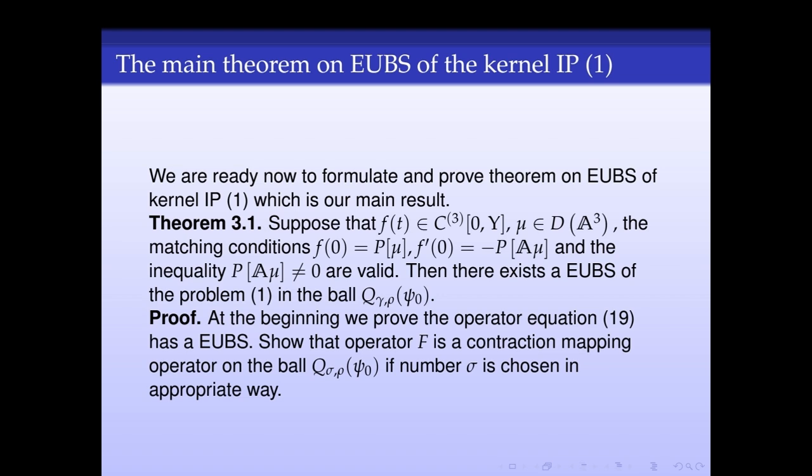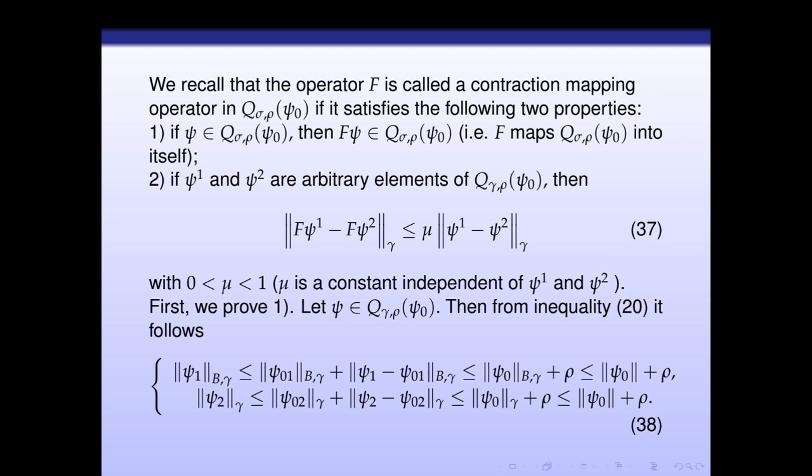Proof. At the beginning we prove that the operator A19 has a unique bounded solution. So we show that operator F is a contraction mapping operator on the ball, if sigma or gamma is chosen in an a priori way. We recall that operator F is called a contraction mapping operator in a ball if two conditions are satisfied. You know about it. So really we will prove these two statements. About the first property: if Xi is an element of this ball, then phi Xi must also be from this ball.